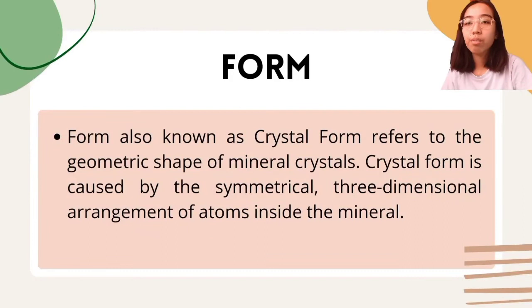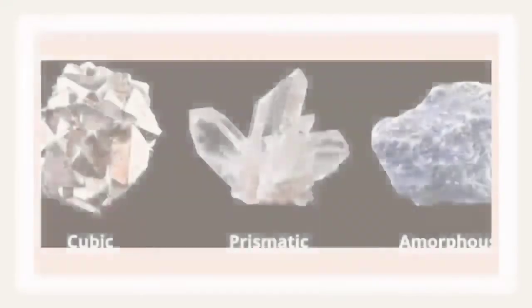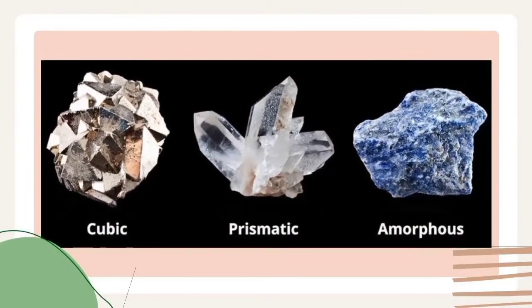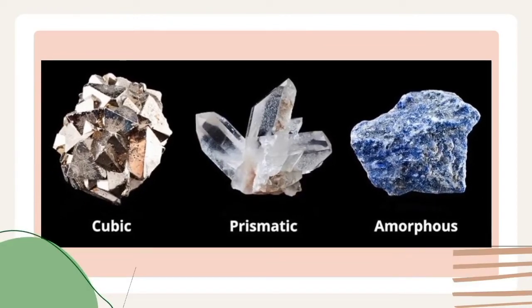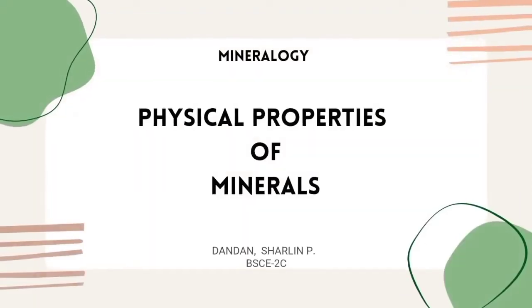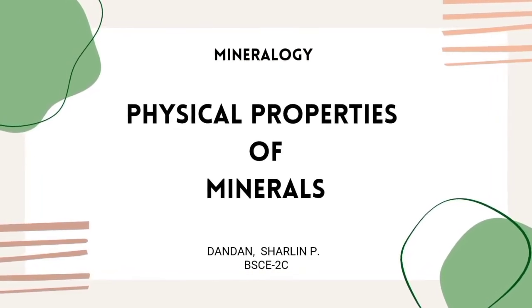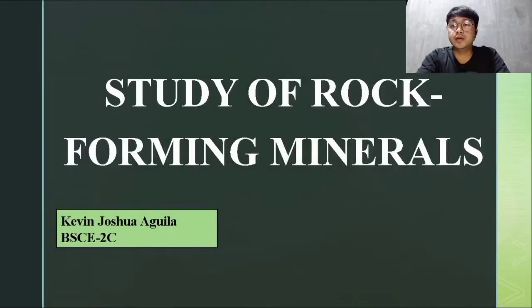And lastly, form. Form, also known as the crystal form, refers to the geometric shape of mineral crystals. Crystal form is caused by the symmetrical three-dimensional arrangement of atoms inside the mineral. We have here a cubic-like mineral, prismatic, and amorphous. And this is the end of my report. I hope I explained the topic clearly. Thank you. Good day everyone.